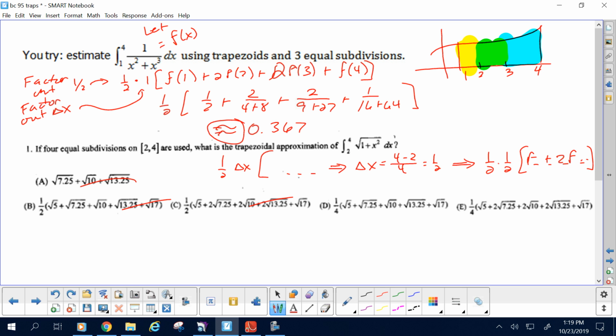It is E because of the 2 pattern. It's the 1, 2, 2, 1 pattern. So it is E. Did we get it? Okay.